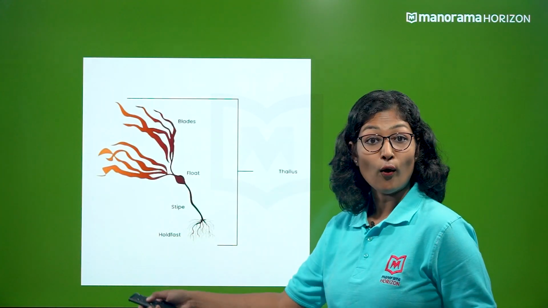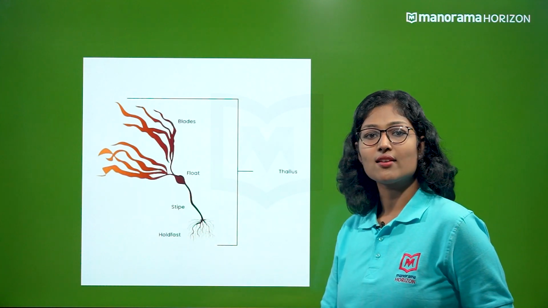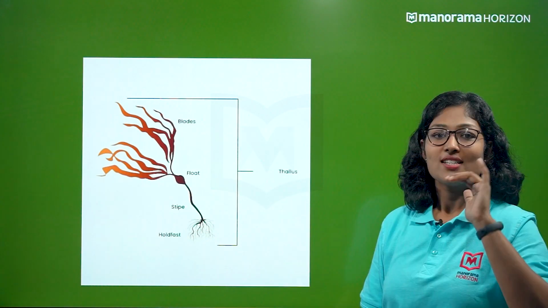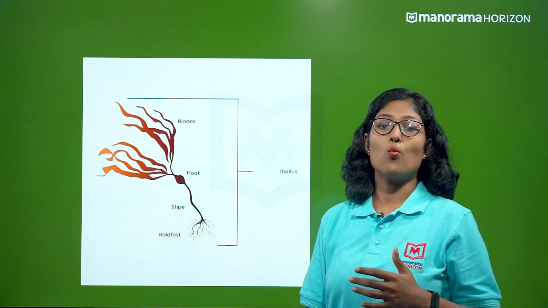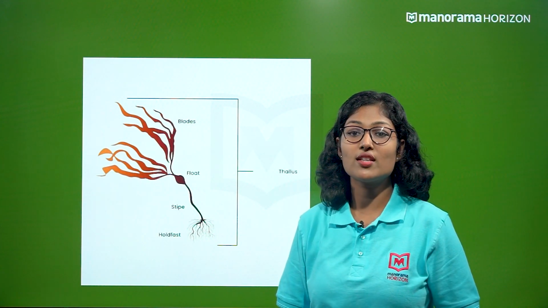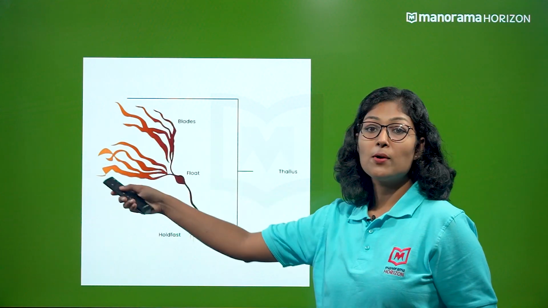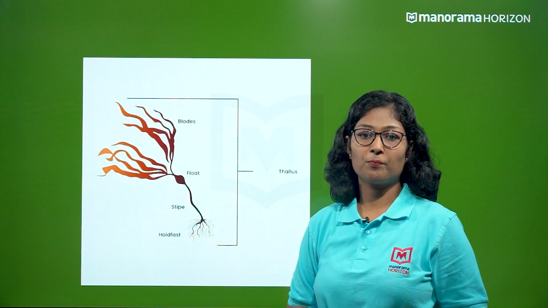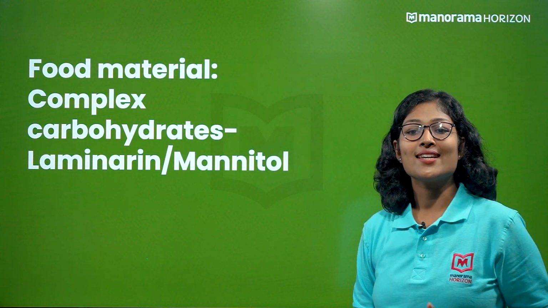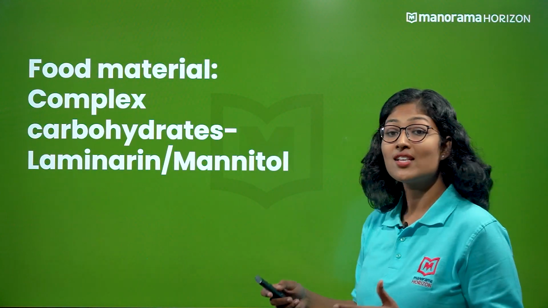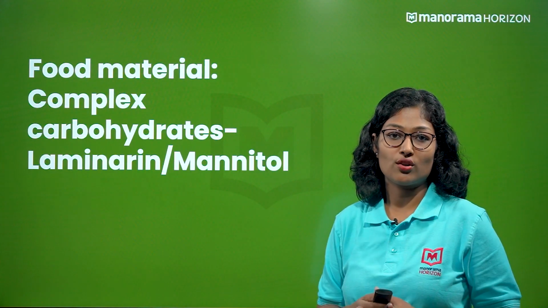Now, if you check a single plant body, three major parts can be seen. So you can see a holdfast region, and this is the region where the plant gets attached to the substratum. Stipe, the stalk region which connects the leaf-like photosynthetic organ, that is fronds. Blades are the upper portion of this structure. The food material is stored as complex carbohydrates such as laminarin or mannitol.